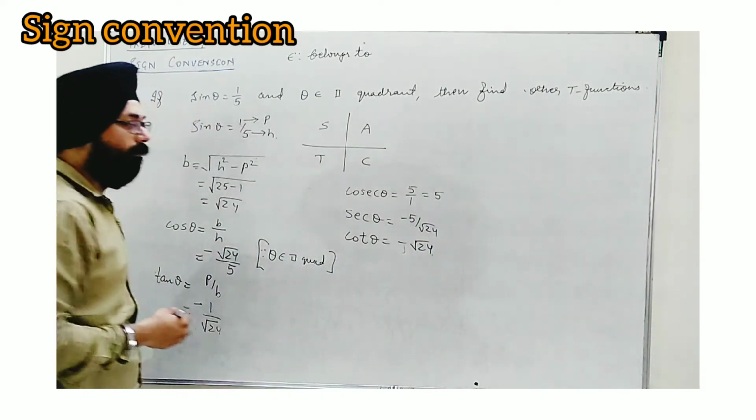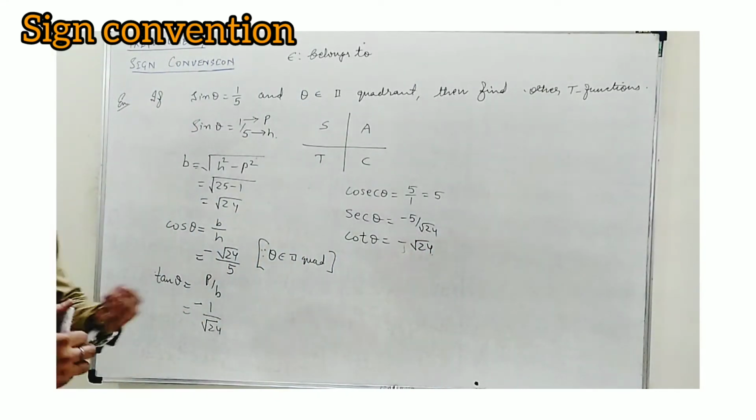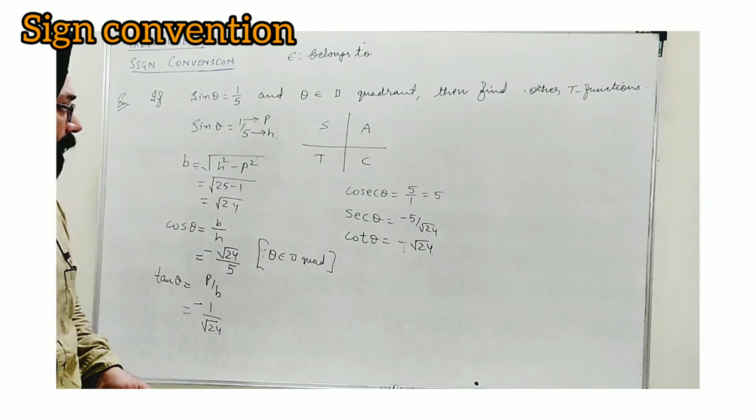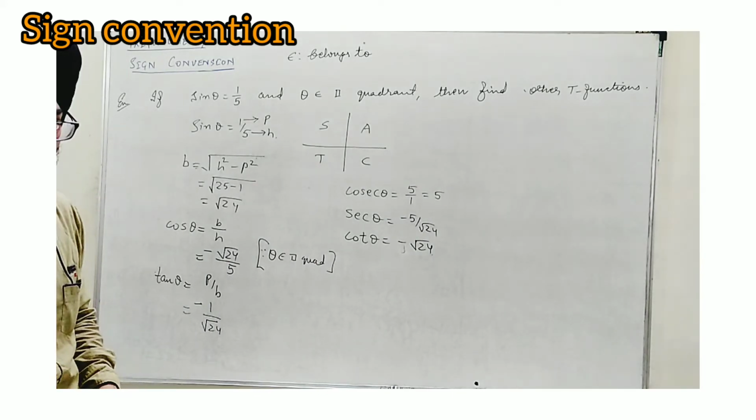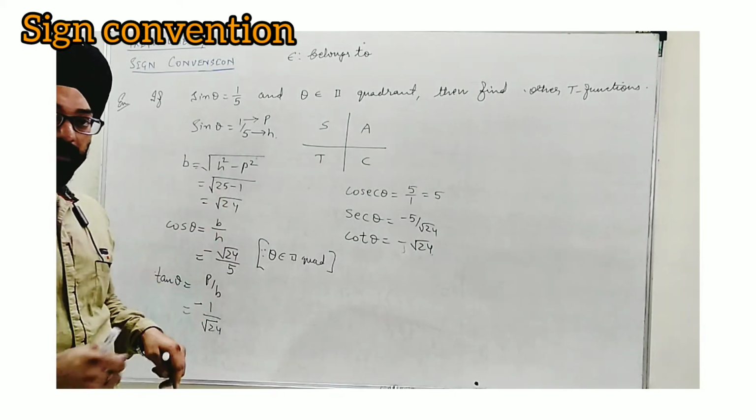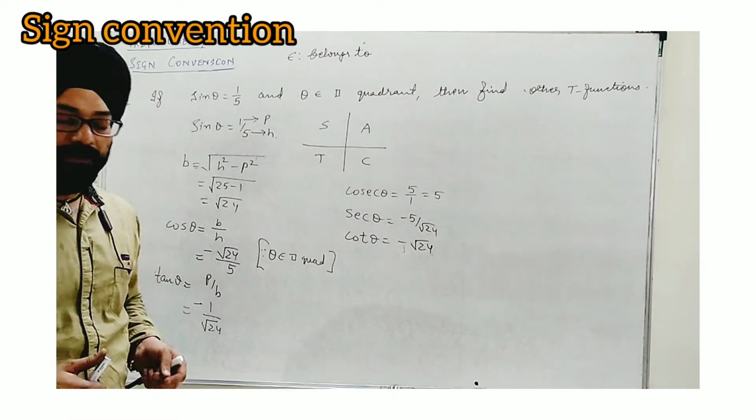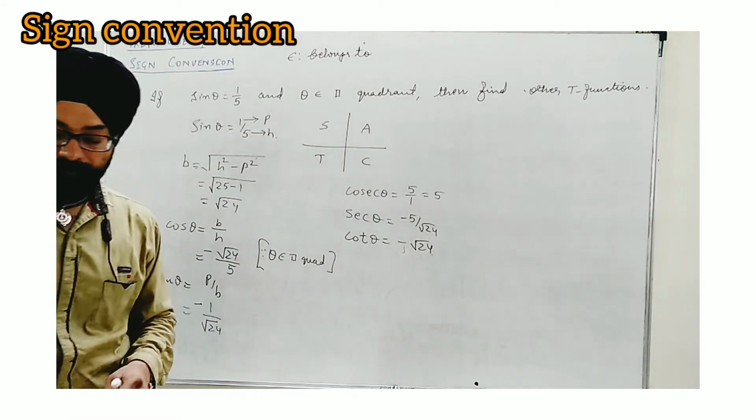So this way we find the 6 functions, but now there is some advancement in the concept: we have to go according to the quadrant. Whatever the quadrant is, we have to see the situation. One more question we will see to understand it better.